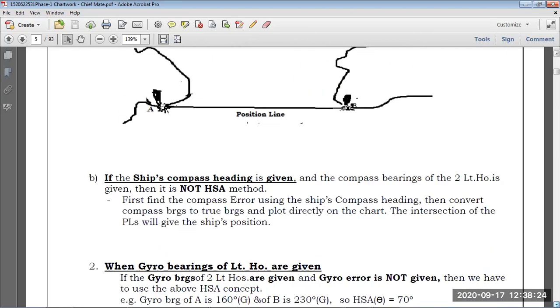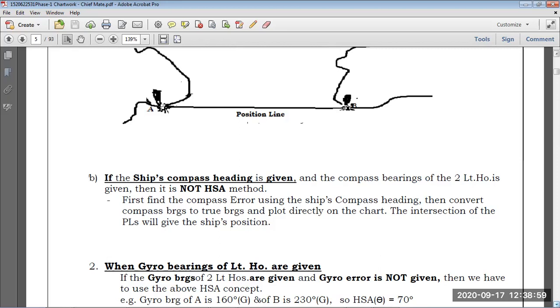Now, if the ship's compass heading is not given, then how will you find the compass error? If the compass bearings of two lighthouses are given and the ship's compass head is not given, then it is not an HSA method. In that case, we first find the compass error using the ship's compass head, then convert the compass bearings to true bearings and plot them directly on the chart. The intersection of the position lines will give the ship's position.